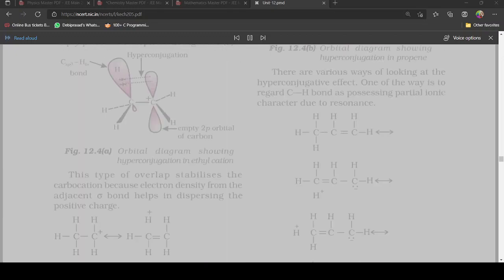Fig. 12.4b. Orbital diagram showing hyperconjugation in propene. Fig. 12.4a. Orbital diagram showing hyperconjugation in ethyl cation. This type of overlap stabilizes the carbocation because electron density from the adjacent sigma bond helps in dispersing the positive charge.